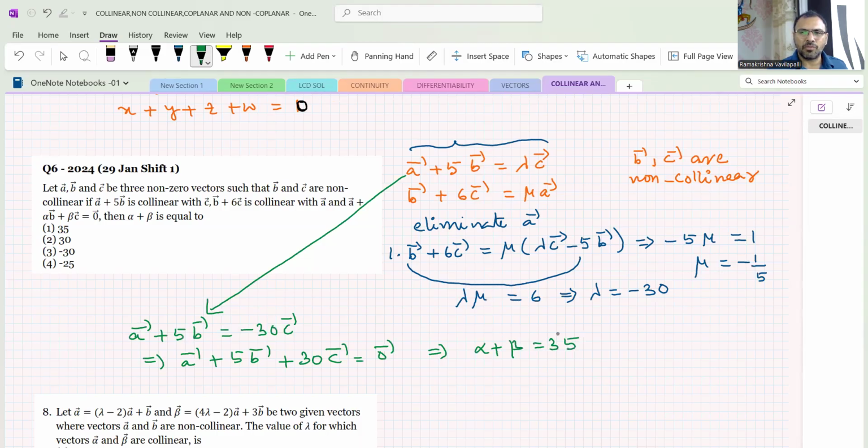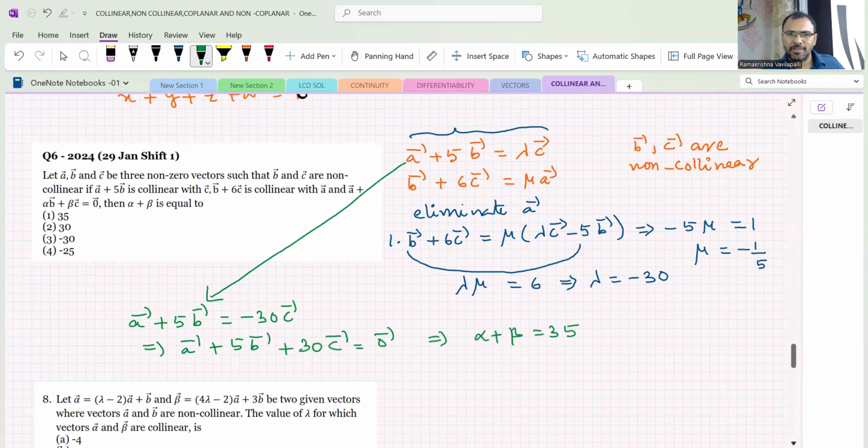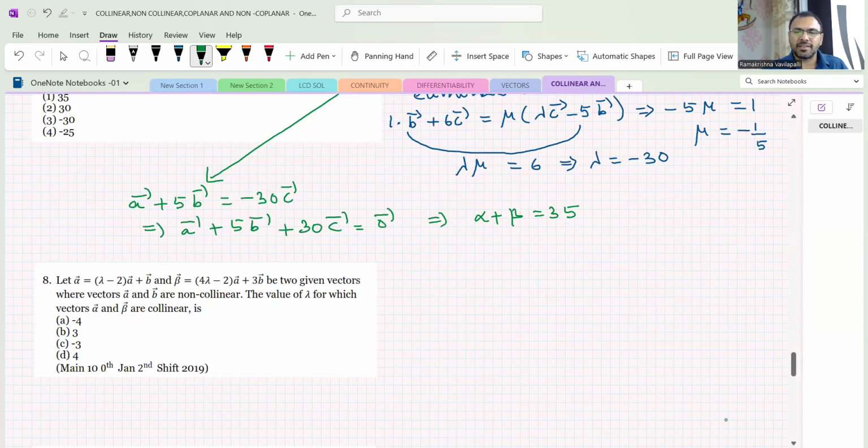There are some 2-3 more questions based on the same concept. Please try to practice them. Moving to the next question. This is also regarding only collinearity of two vectors. Here alpha bar vector is given. This is an alpha bar vector. This is a beta bar vector. A bar, B bar are non-collinear vectors. The value of lambda for which the vectors alpha bar and beta bar are collinear.